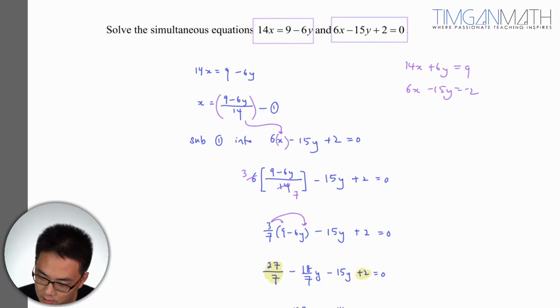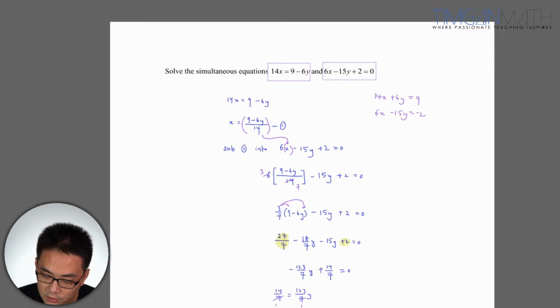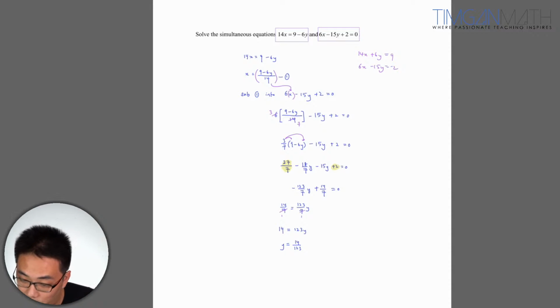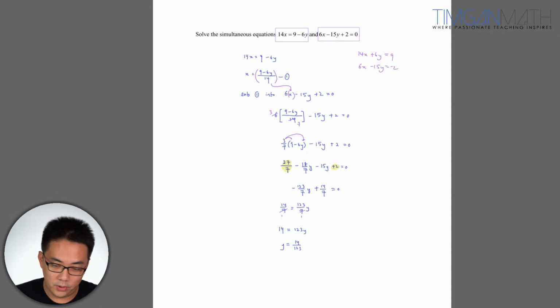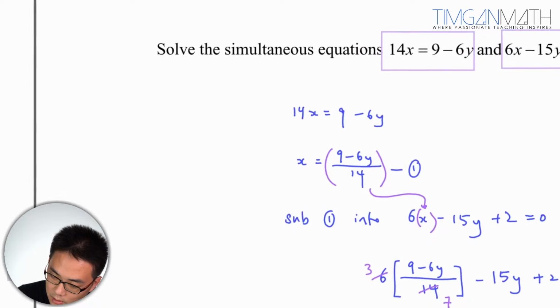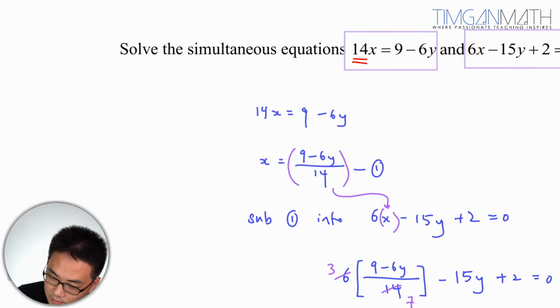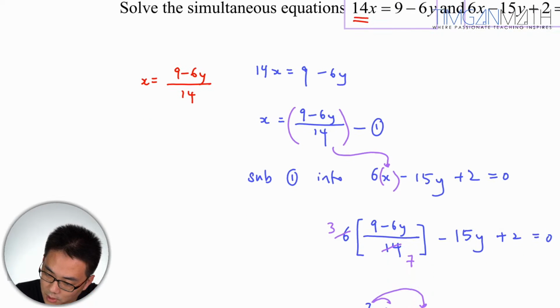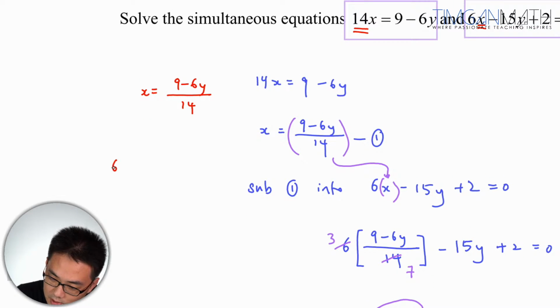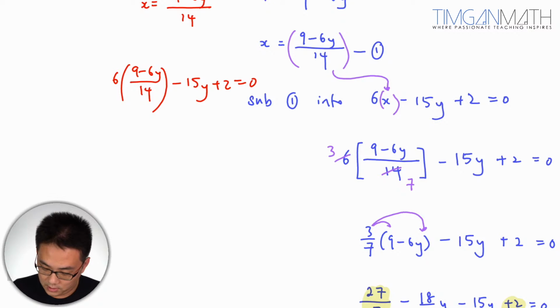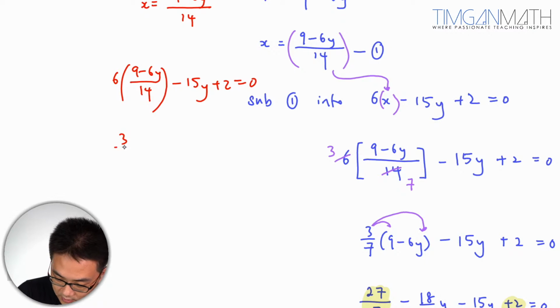Nine minus 6y. Okay, maybe I should redo it, and we're just gonna see how this goes. So I'm gonna redo it. I'll make x the subject, so it's x equals 9 minus 6y over 14. Okay, so if I were to replace this in here, it would be 9 minus 6y over 14 minus 15y plus 2 equals 0. In this case, 6 divided by 14 will be 3 over 7 in front, and this is 9 minus 6y minus 15y plus 2 equals 0.